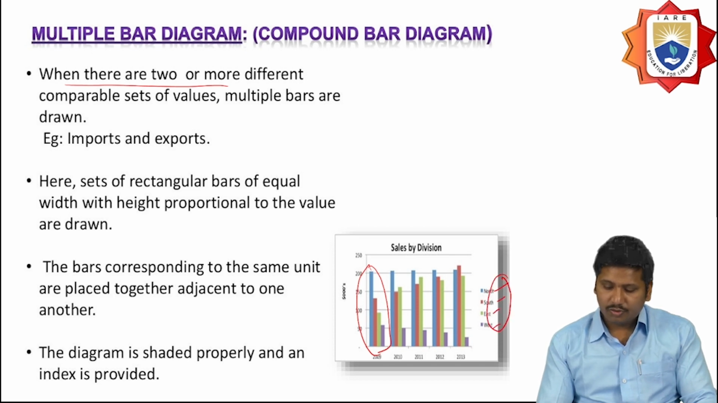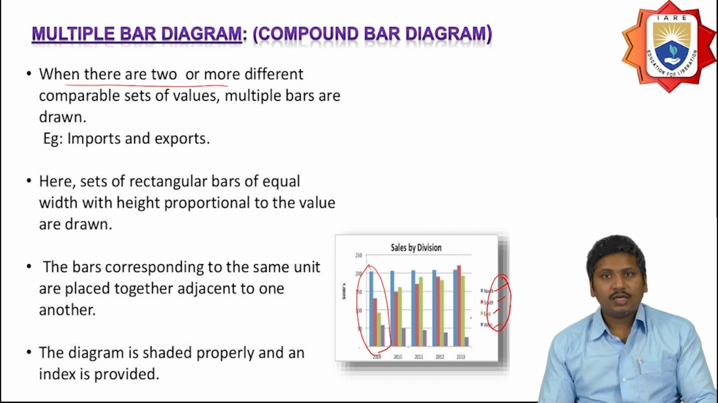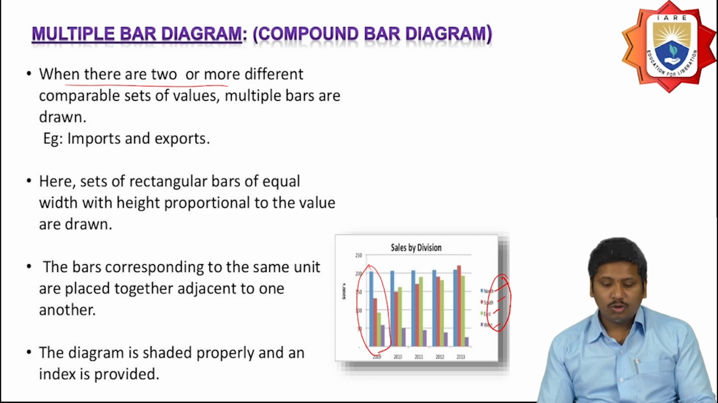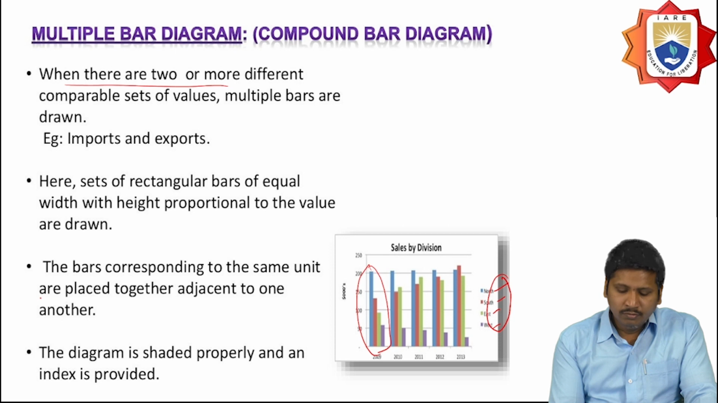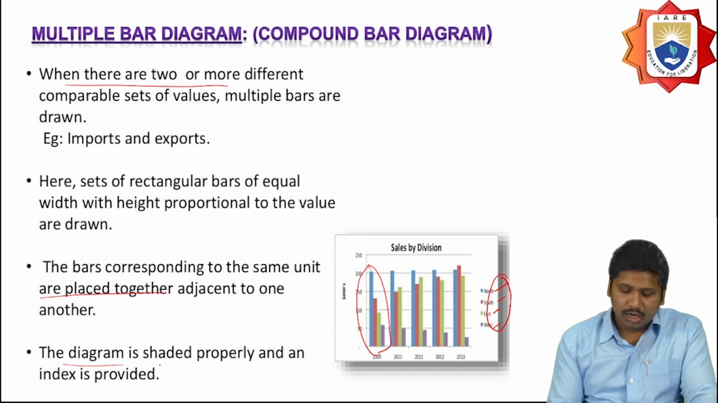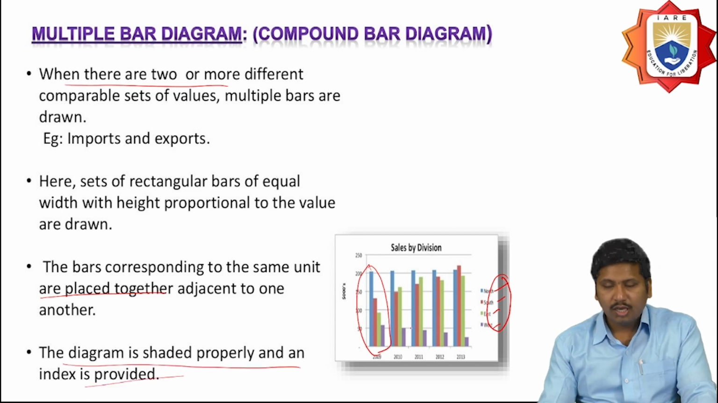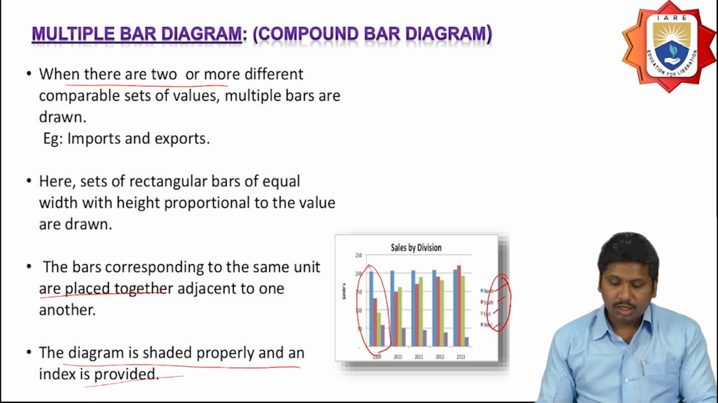So for that I have to make use of four different colors. I'm showing it in multiple bars, and the set of rectangle bars are going to be equal to the height in proportion to its value. The bars should be drawn corresponding to the same place, adjacent to one another. And the bar diagrams to be shared properly should also have an index provided here, right?